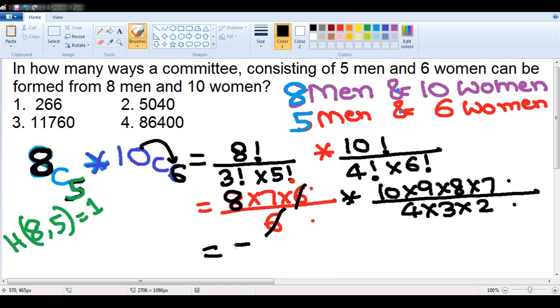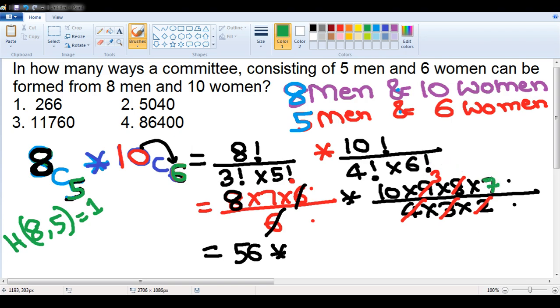So 8 into 7 is 56. Here, as I already told you, if I simplify this, 4 into 2 cancels with 8, and 3 into 3 times it will go. Now, 10 and 6 are not co-prime to each other. Whenever two numbers are not co-prime to each other, take a prime number which is less than 10 and greater than 6. The only prime number there is 7. The answer should be a multiple of 7.